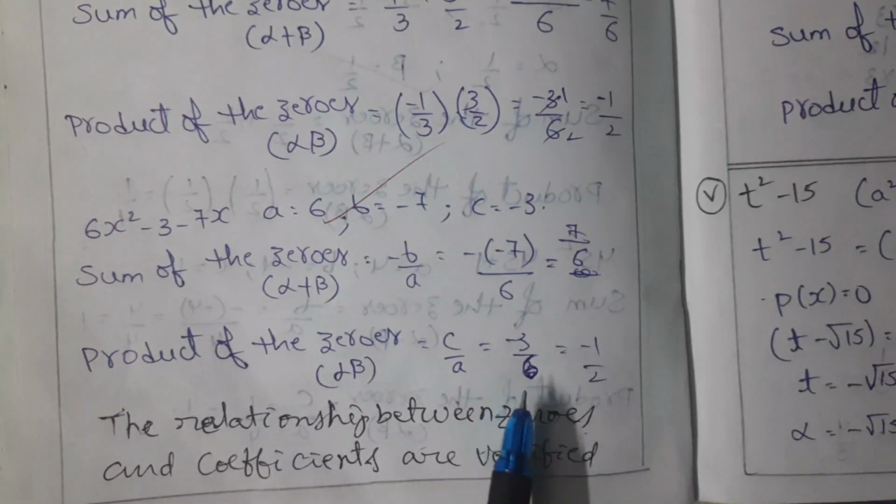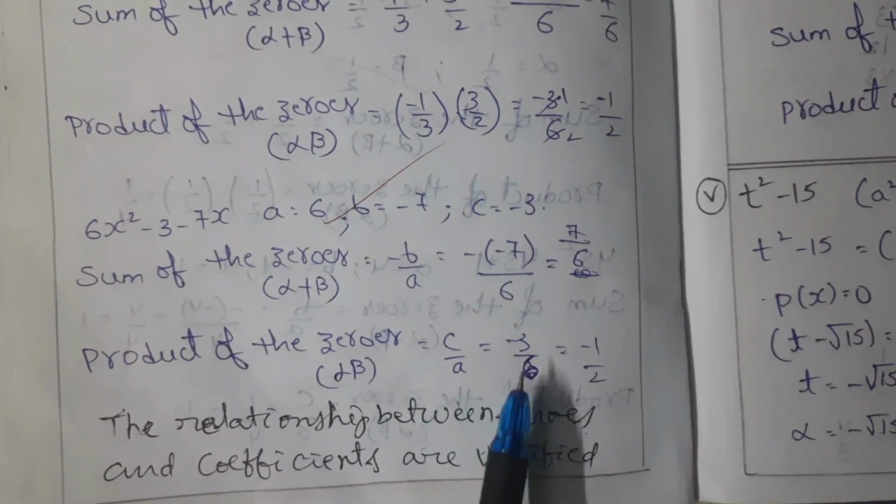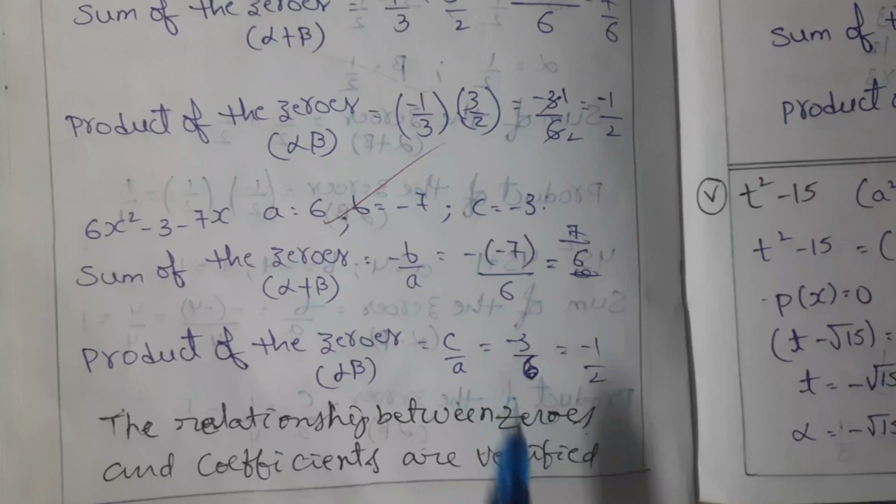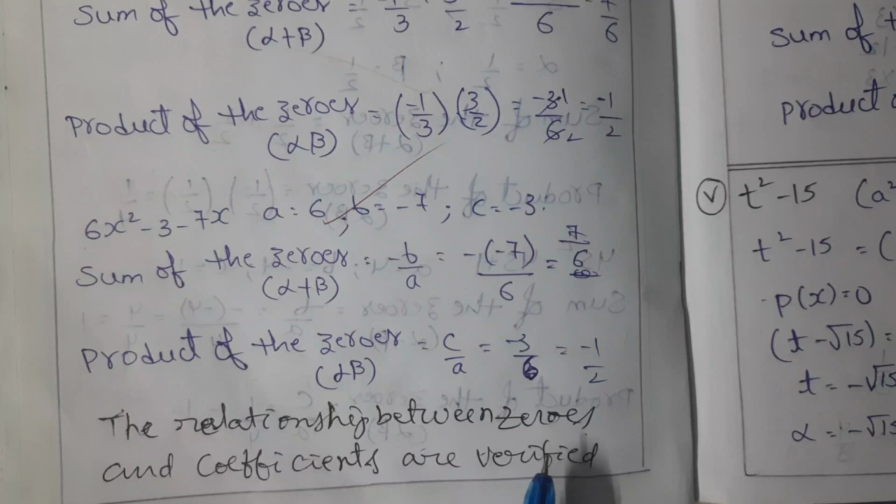See children, the value is 6 now. So minus 3 by 6. 3 1s are 3, 3 2s are 6. So minus 1 by 2 we got. Therefore, the relationship between zeros and coefficients is verified.